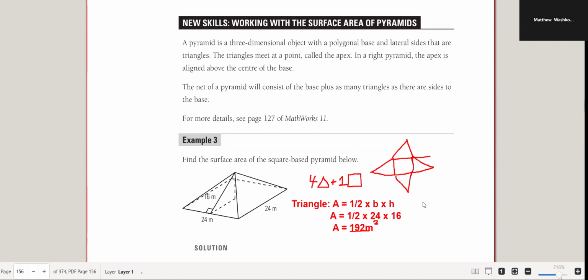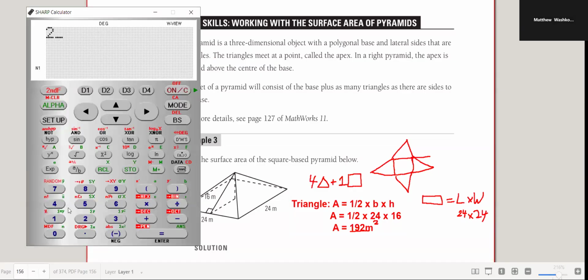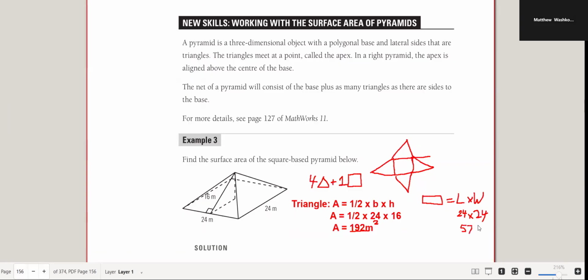Now for my square, right, it's length times width. I'm running out of space, so I'm kind of condensing stuff. Length times width, right? It's 24 times 24, which is 576. So all I got to do is add these up then, right? So 4 triangles, so 192 times 4. Let's do this. Plus 576 is equal to the area.